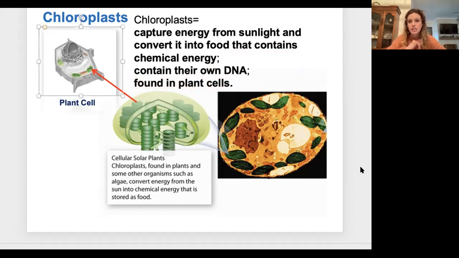I think that this is a test question that she tries to trip you up on, where she will say, which of the following is only found in plant cells? And she'll list lysosome and nucleus and all of these other organelles. One of them is chloroplast, and chloroplast can only be found in plant cells.